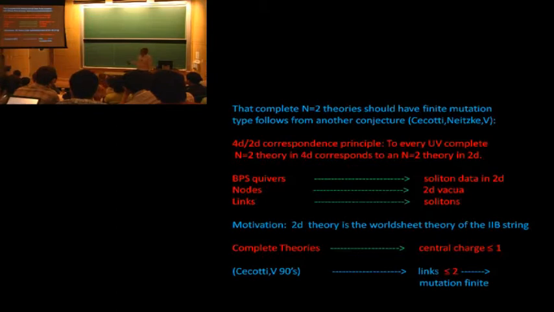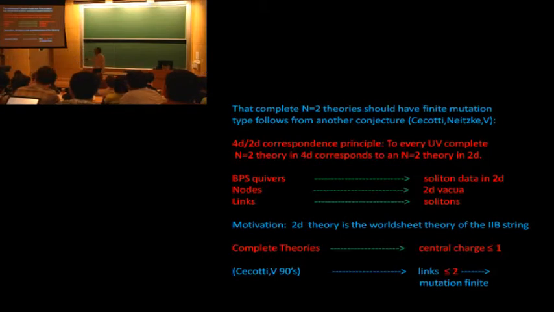It turns out that using this kind of map and disentangling the Liouville degree of freedom, you can map the data of the 4D quiver to the data of the corresponding N=2 2D theory, where the BPS quivers get mapped to the soliton data in 2D. The nodes of the quiver get mapped to 2D vacua, and the links get mapped to the solitons. So this is an interesting map where you think about each node as a vacuum and each link connecting them as a kink going from one side of the universe to the other in 1+1 dimensions.